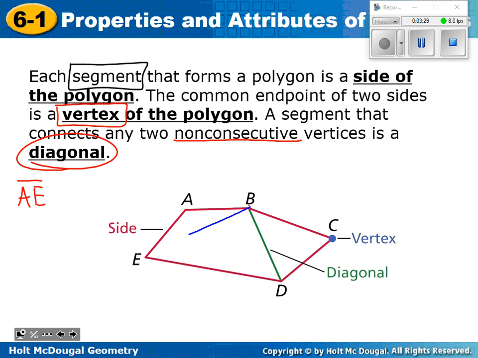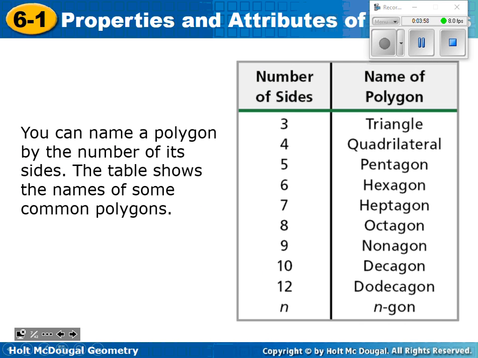Okay, so there's lots of diagonals in this picture. We could go from B to E. We could go from A to D. We could go from C to E. We could go from, what have I missed? I got B to D, C to A. Oops, that's terrible. C to A. All right, so you could connect any 2 non-consecutive vertices and create a diagonal. Yes, sir. Triangles would not have a diagonal. Correct. All right, so just some vocabulary there.